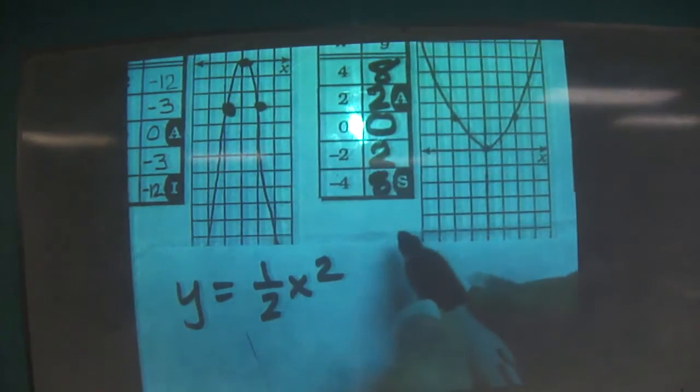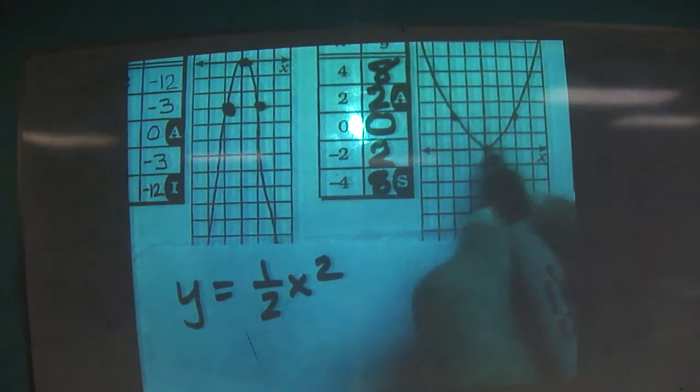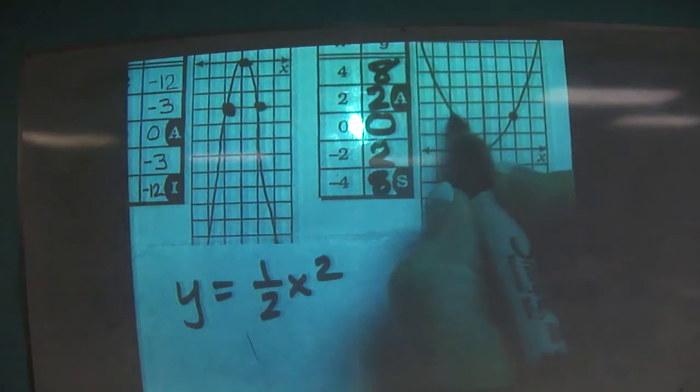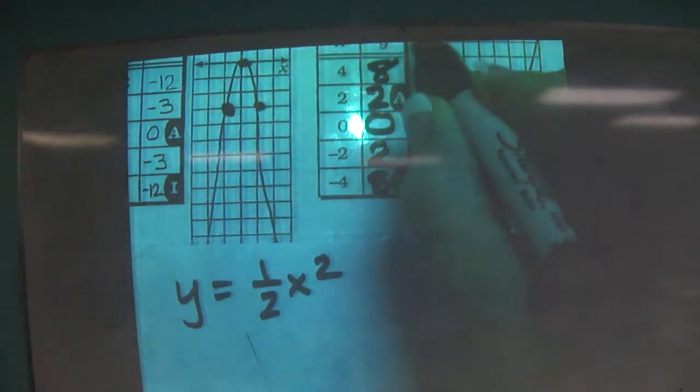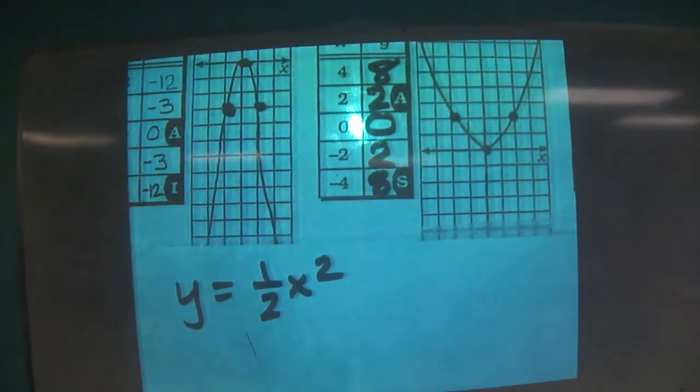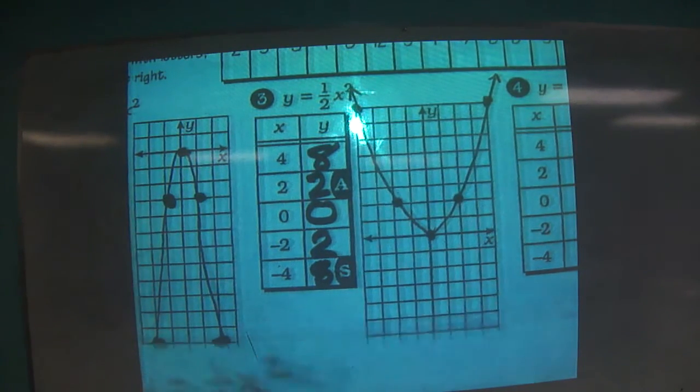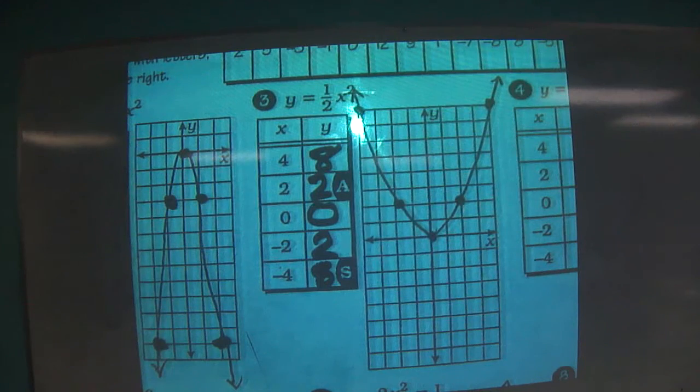Notice, it's almost always symmetrical. So there's your 0, 0, positive 2, 2, negative 2, 2, negative 4, 8, positive 4, 8, and that's what your parabola looks like. Parabola. If you put your accent on the wrong syllable, you'll say parabola. It's a parabola.